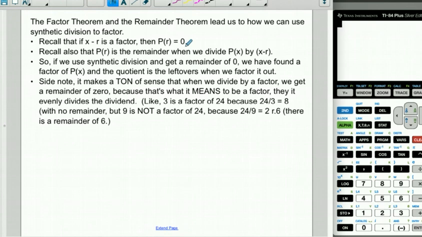So it makes a ton of sense, as a side note, that when we divide by a factor, we get a remainder of 0, because that's really what it means to be a factor, right? It divides evenly into the dividend. So like 3 is a factor of 24 because 24 divided by 3 is 8. No remainder, just 8. But 9 is not a factor of 24 because 24 divided by 9 is a 2 with a remainder of 6, so it's not a factor. Anyway, kind of cool side note.